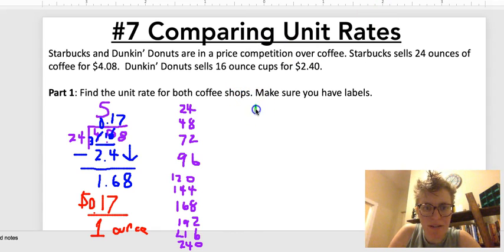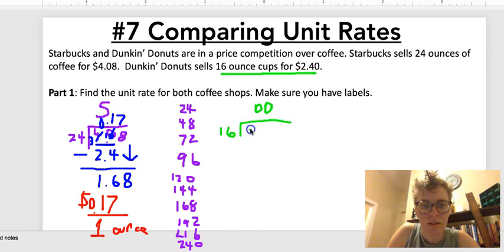So if I come over here and put DD for Dunkin' Donuts, this one is 16 ounces for $2.40. So I'm going to put 16, that's my divisor, and I'm dividing my total, which is $2.40. Just like before, I'm going to list my multiples of 16. So I have 16. I know double 16 is 32. My next is going to be 48. Then I'm going to have 64 because that's just double 32.